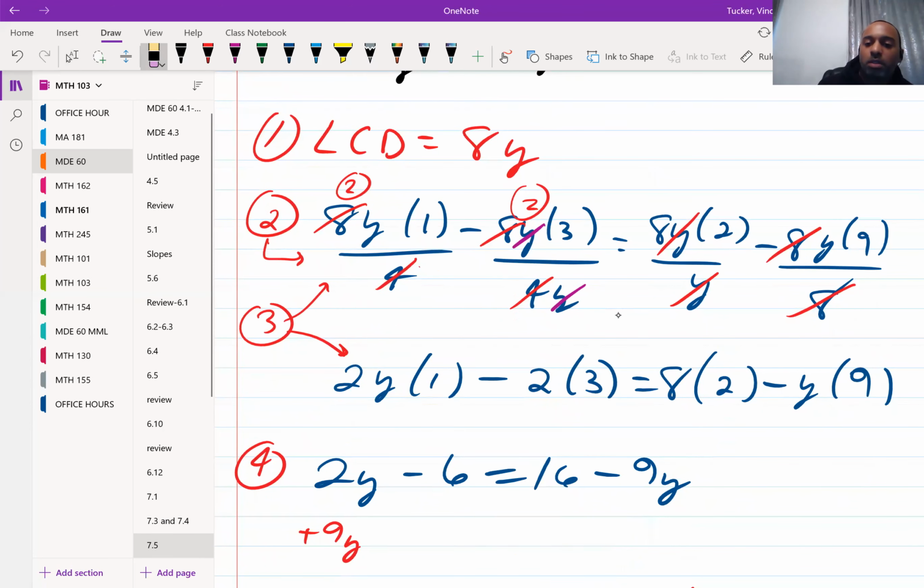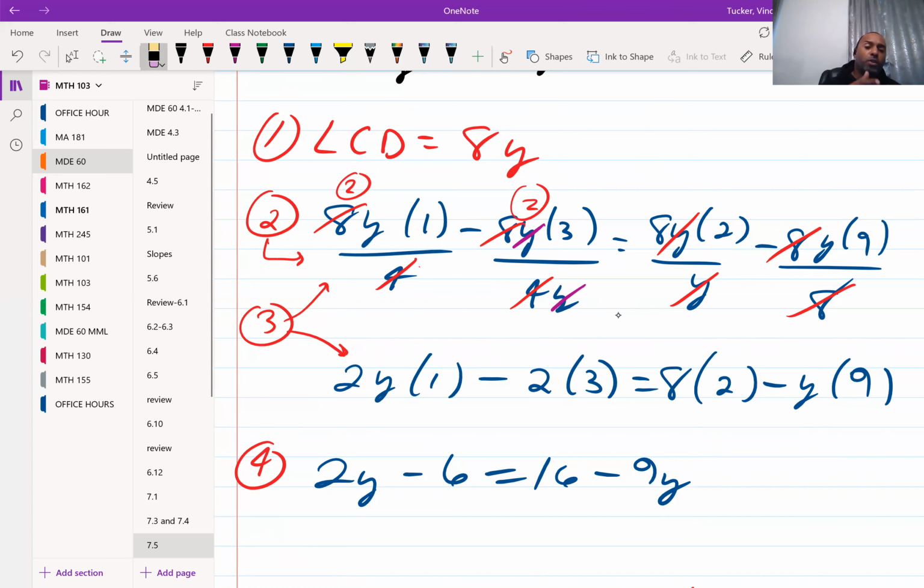So once you simplify what you have, 2y times 1 is just 2y, 2 times 3 is 6, 8 times 2 is 16, and then 9 times y is 9y. Make sure you hold true to all of your minus signs and plus signs. See that, still have minus and minus in the places accordingly.